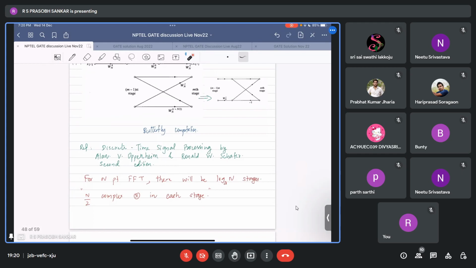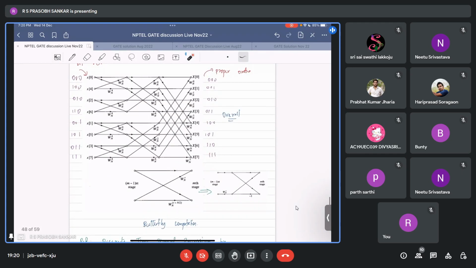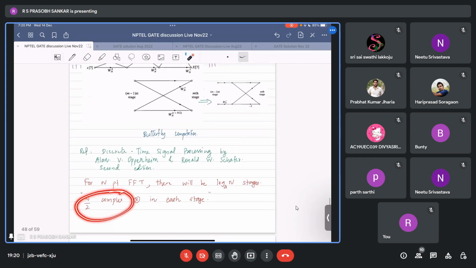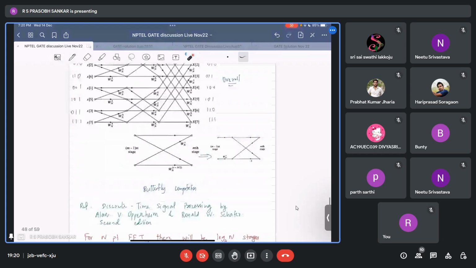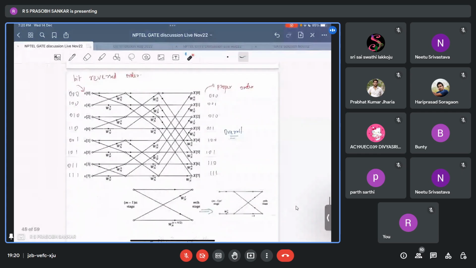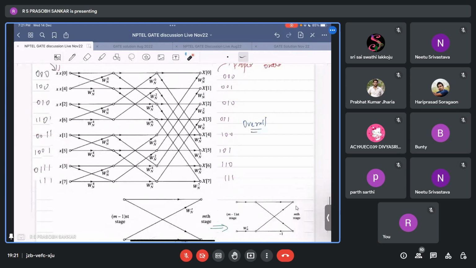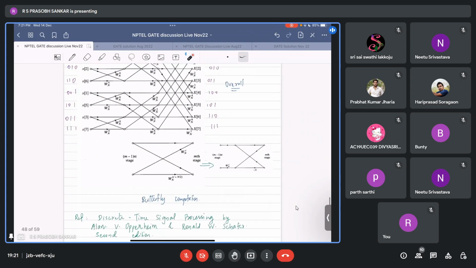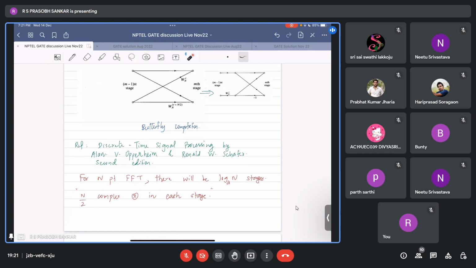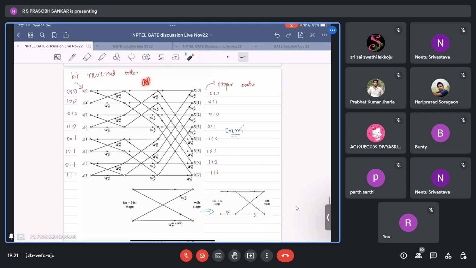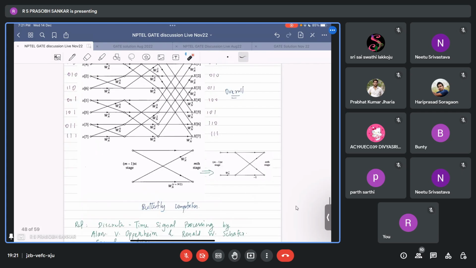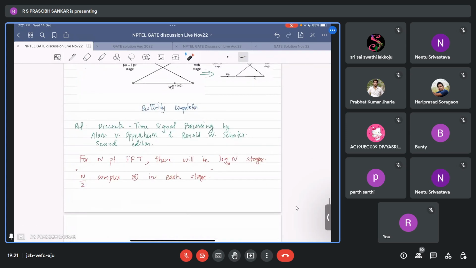it requires only n by 2 complex multiplications in each stage. If you see here, this is one stage, next stage, third stage like this. In each stage it requires n by 2, because only very few multiplications are there. This structure can be rewritten like this. I am skipping the details, but the conclusion is that with this procedure, in each stage we require n by 2 complex multiplications, and a few complex additions also. And one more thing, if we have n, we will have log n to base 2 stages. So the total complexity will be n by 2 log n to base 2 multiplications and the same number of additions. This is approximate, but that's the idea.